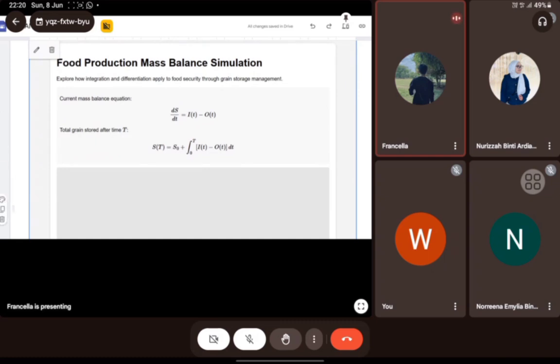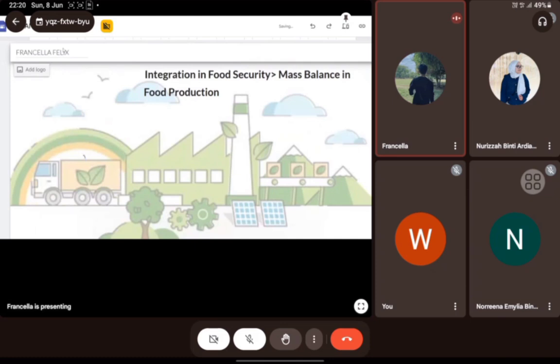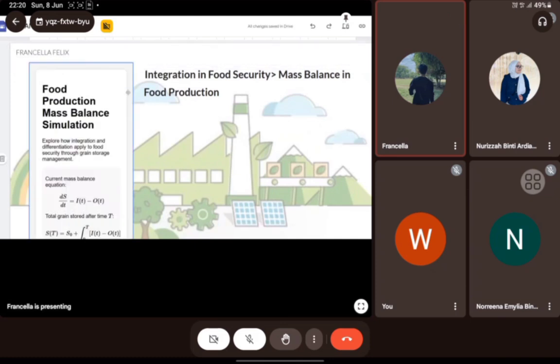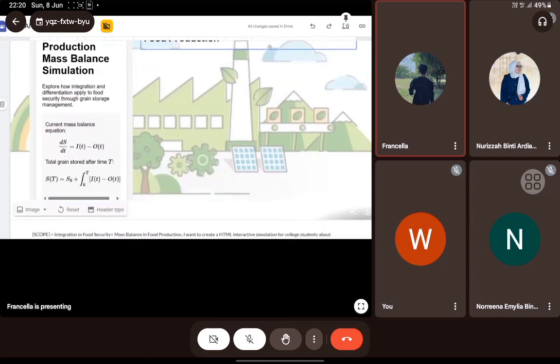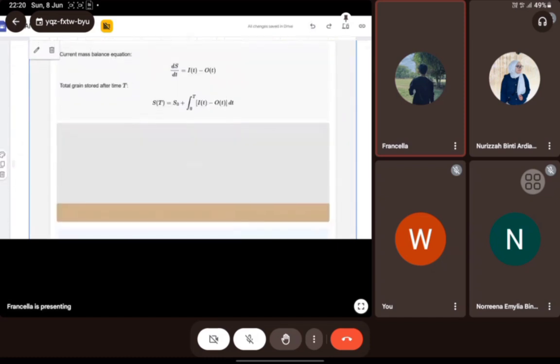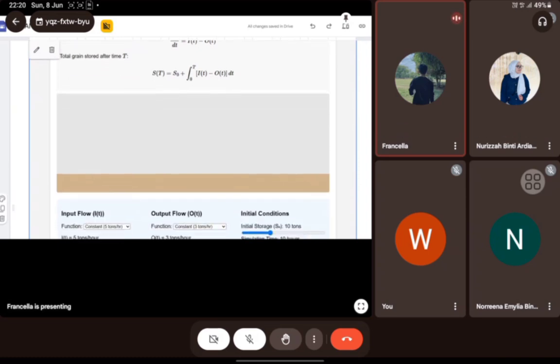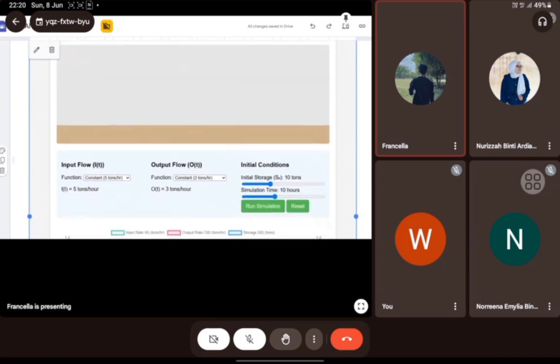First, we have the animation section. Oh, sorry. This creates a simulation that shows how calculus is used to manage grain storage. It demonstrates how the total grain store is the integral of the net flow rate over time.